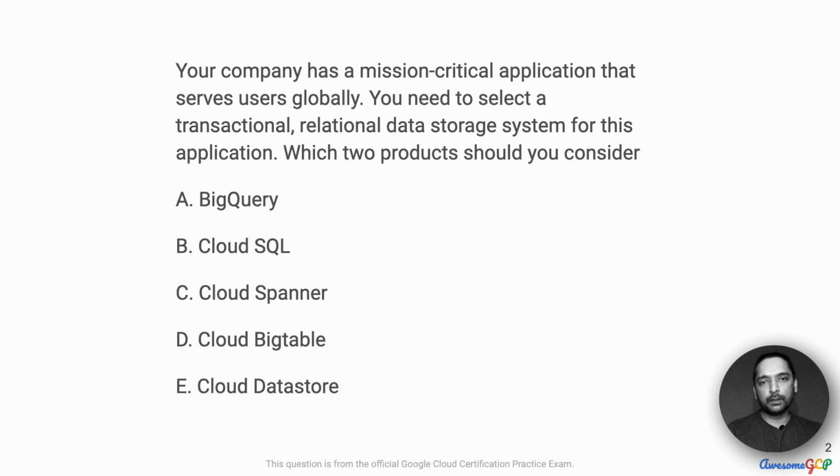In this project scenario, somebody's approached your company asking for your guidance on choosing the right storage system within Google Cloud. This company has a mission-critical application that serves users globally. You need to select a transactional relational data storage system for this application. Which two products should you consider? BigQuery, Cloud SQL, Cloud Spanner, Cloud Bigtable, or Cloud Datastore?